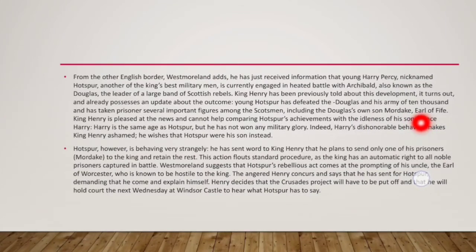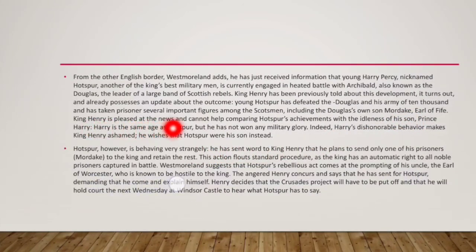So Hotspur Percy was able to defeat the Scottish rebels, whereas Mortimer was not able to defeat the Welsh rebels who were led by Glendower. But here Hotspur Percy was able to defeat the Scottish rebels, and he was able to defeat Douglas, and he was able to take Mordick, Douglas's son, as a prisoner.